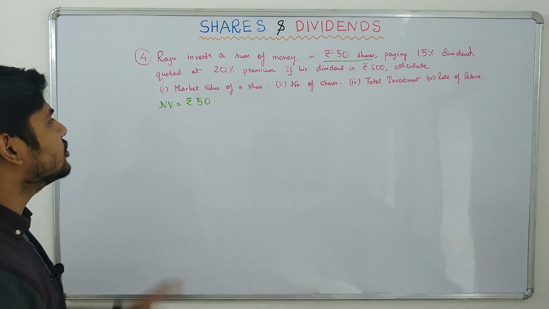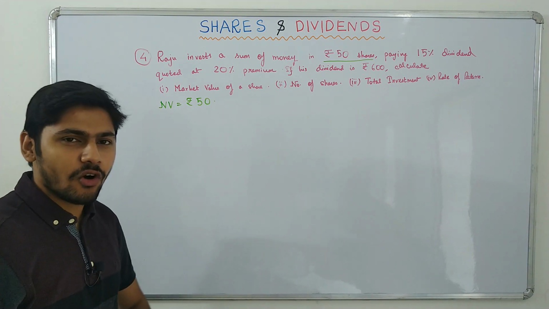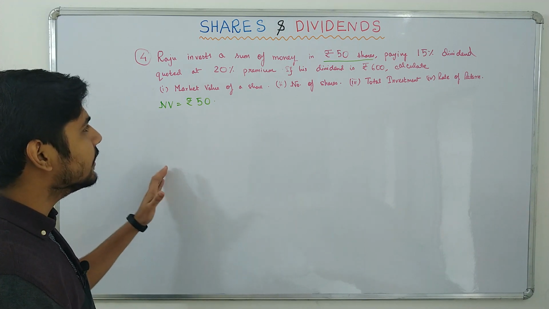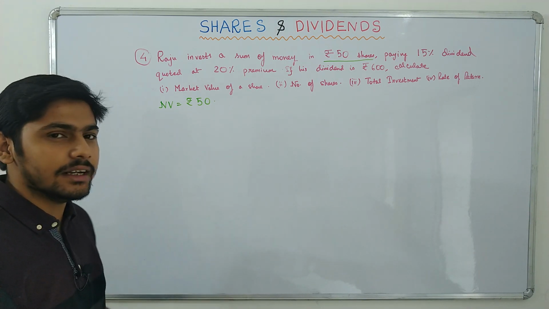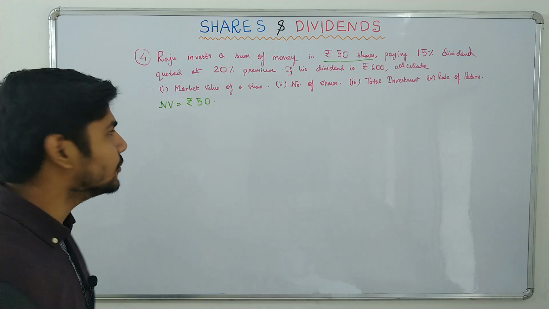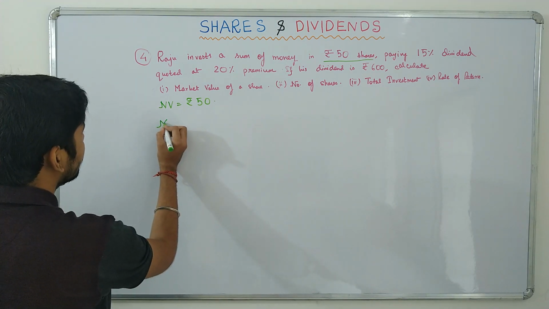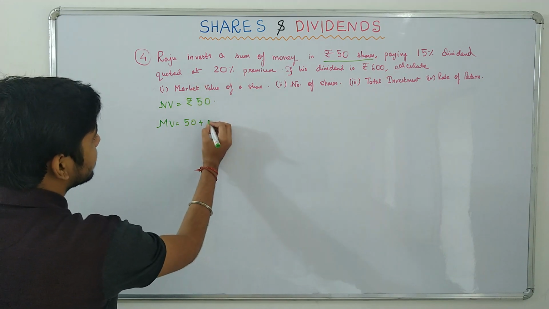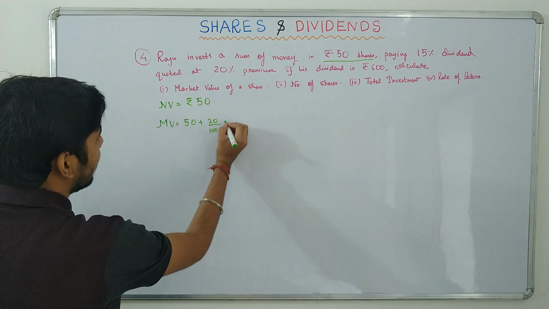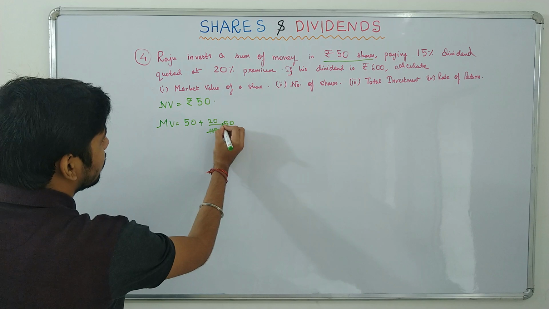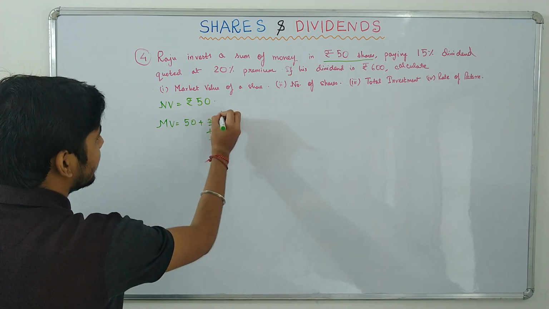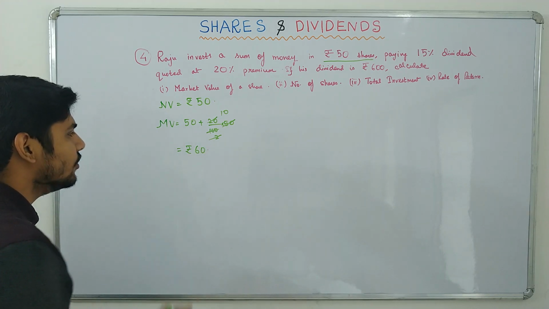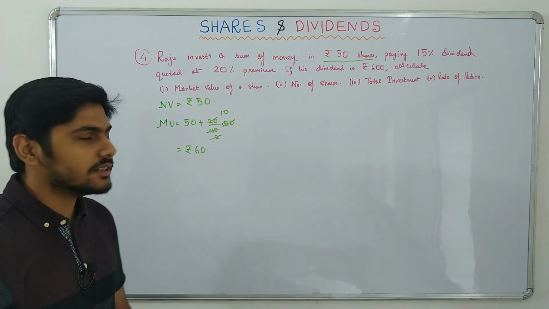First of all, we have to calculate the market value of a share. Now, I told you in the previous questions, when the premium or discount is given in percentage, how do we calculate the market value? So market value will be equal to the nominal value plus 20% of the nominal value. So 2s are 10. So we get the market value as rupees 60. So we have our first answer.